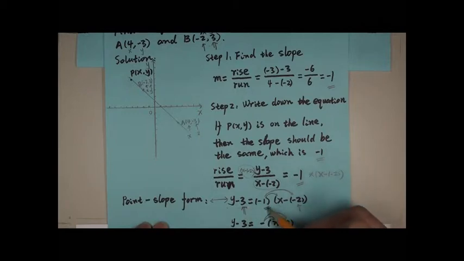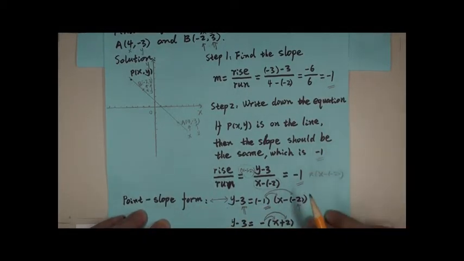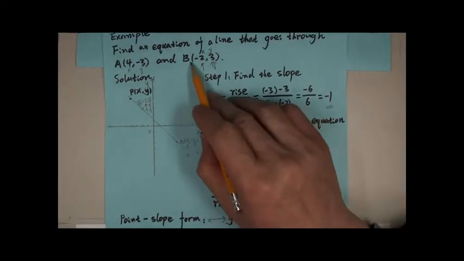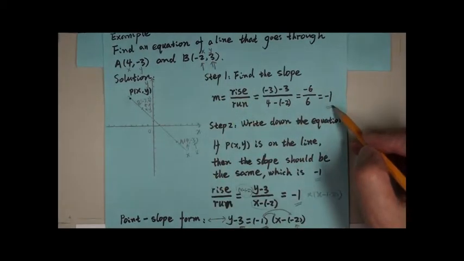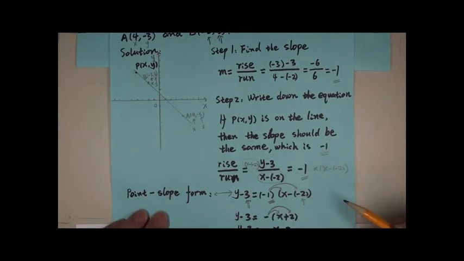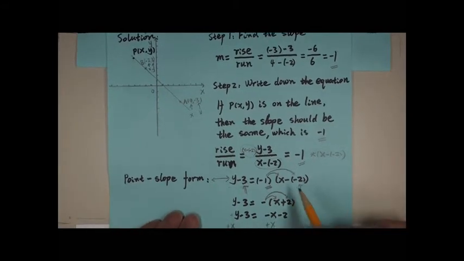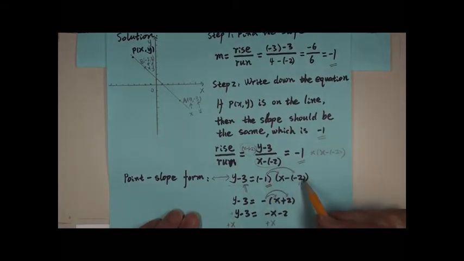Point slope form. So actually, if you are given a point and you are given a slope, you can directly write down the equation. Okay. Now keep going. Negative 1 goes to inside.